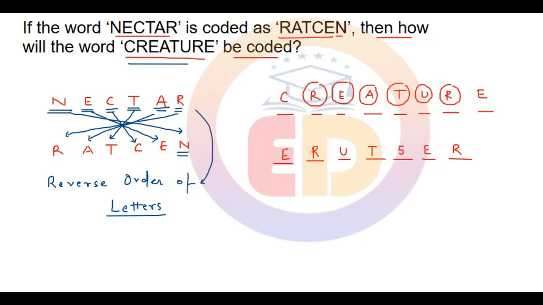Here I have written the letter 5. It should be the fifth alphabet, which is A. And finally, at last will come C. So to find out the code of this word creature, what we have to do is write down all the alphabets in the reverse order. So our answer will be ERUTAERC. A very common and a prominent question for your exams.